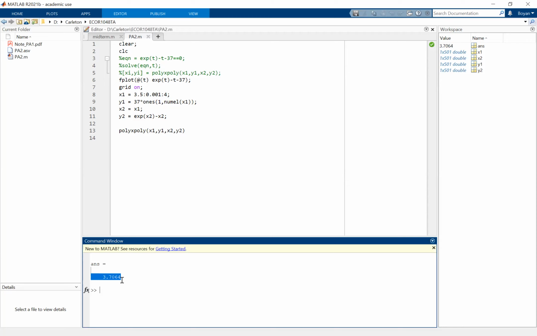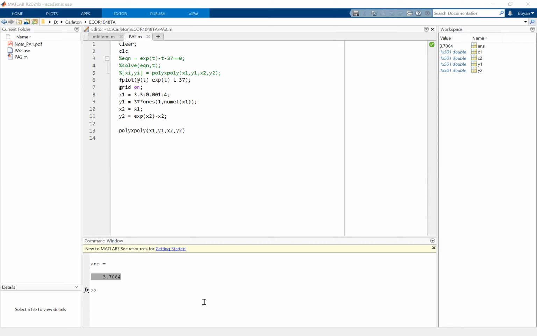You're going to learn this in your second year's ECOR 1048, remember? So if you don't understand what I'm doing here, it's all good. You won't have this in the exam. It doesn't make sense to have this in the exam, unless the professor allows you to use MATLAB, but that's not going to happen.